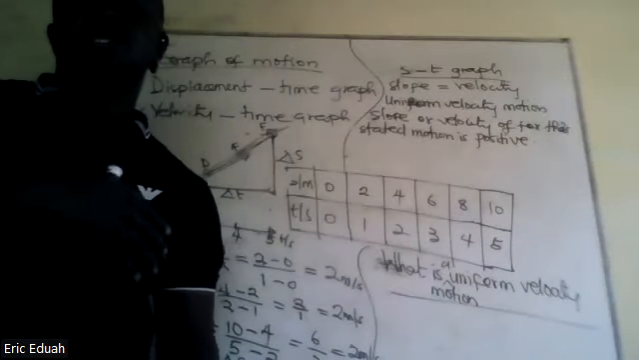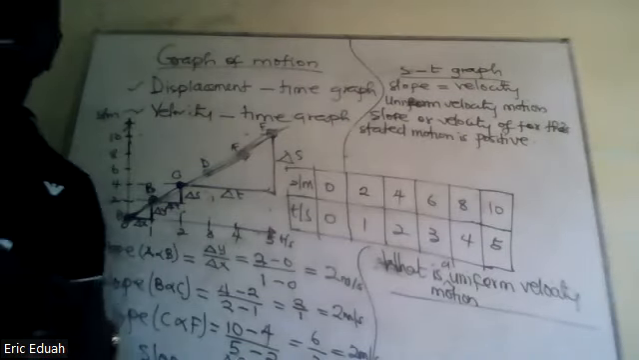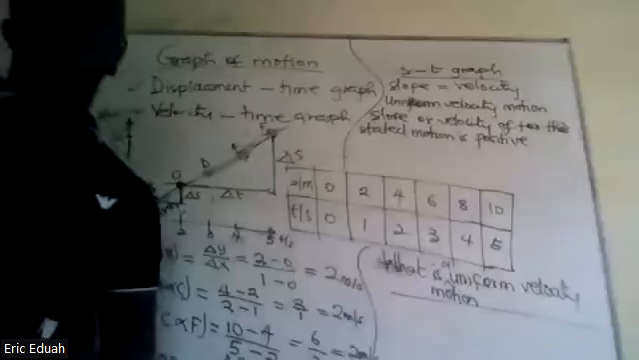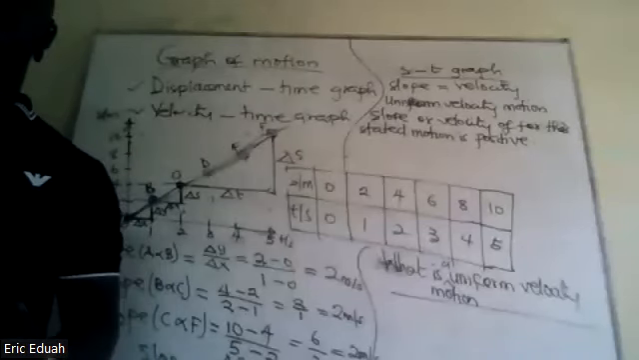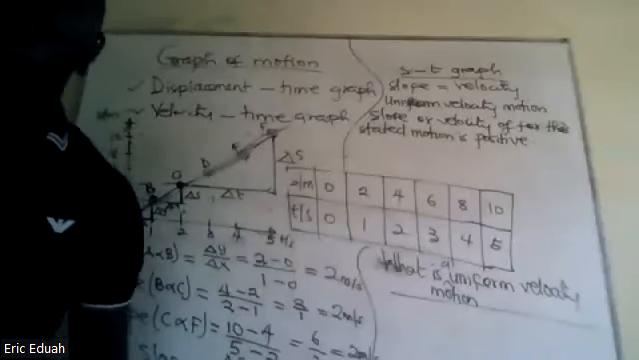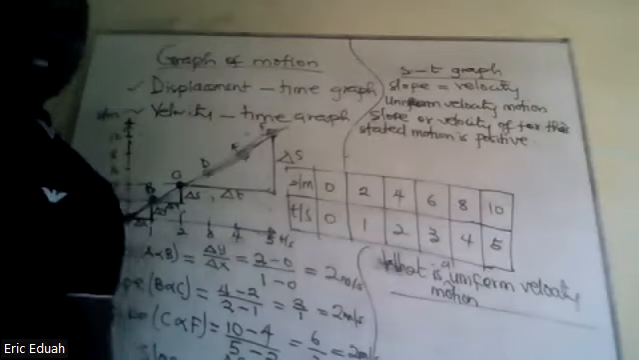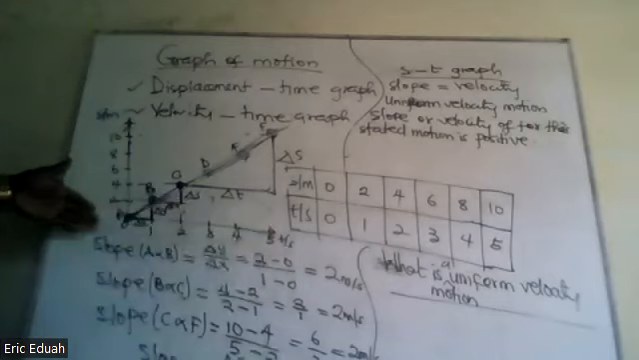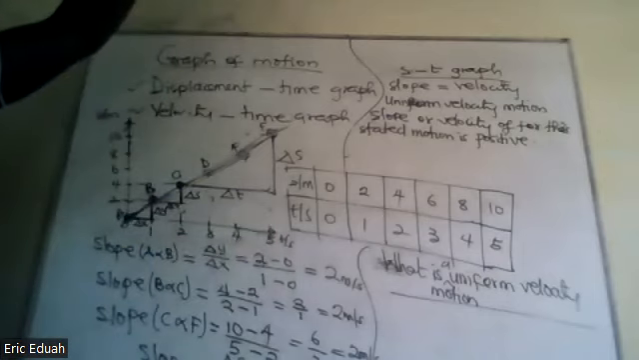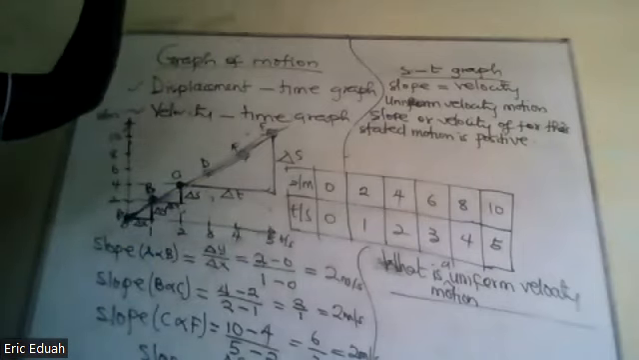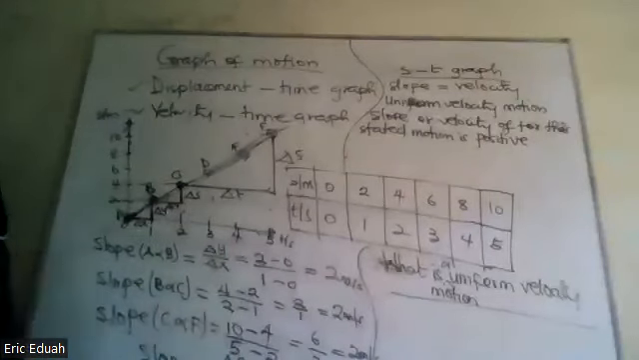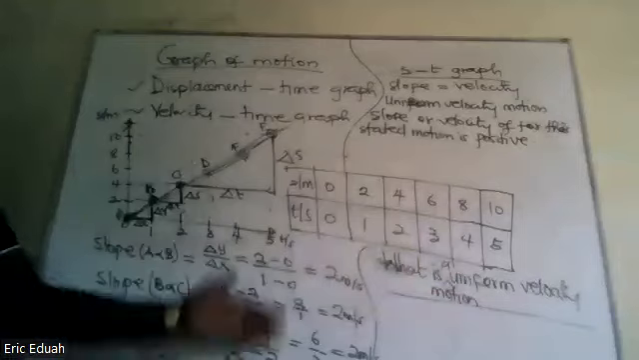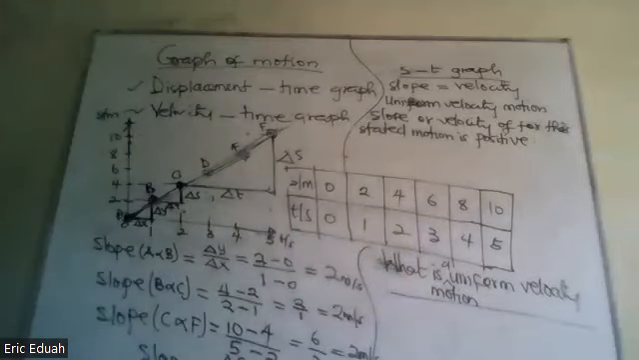And when a body's motion is such that the body covers equal distances within equal time interval, then the body is said to be in a uniform velocity motion. Uniform because the velocity is the same along the line. And the slope of a displacement time graph is equal to what? Velocity. And here, the velocity is positive.